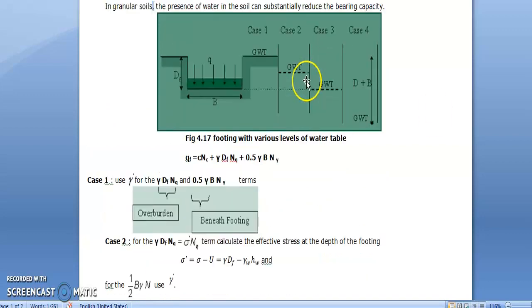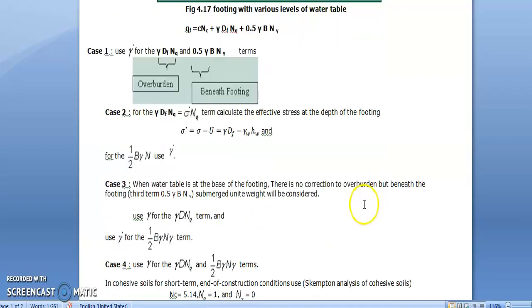Now let's have a look at case 3. What is case 3? When the water table is at the foundation level. So if the water table is at the foundation level, what will happen to the soil in the overburden? Obviously it's not going to be affected. You continue using this gamma into df into Nq term, right? But what about the third term? In the third term, gamma will be replaced by gamma dash.